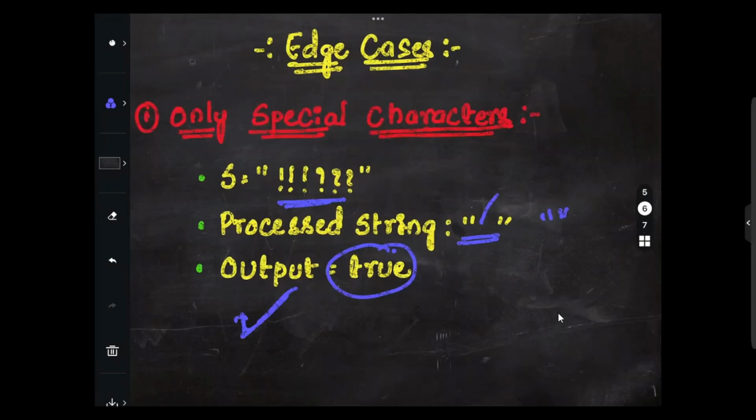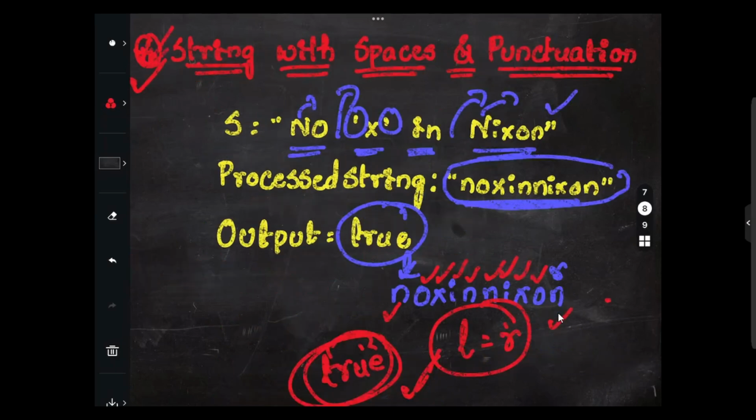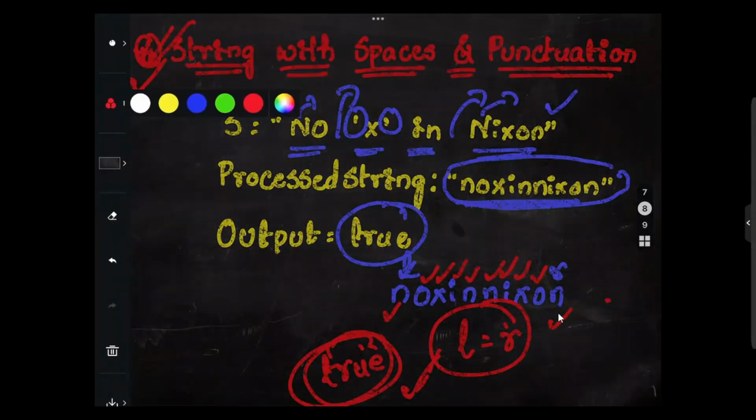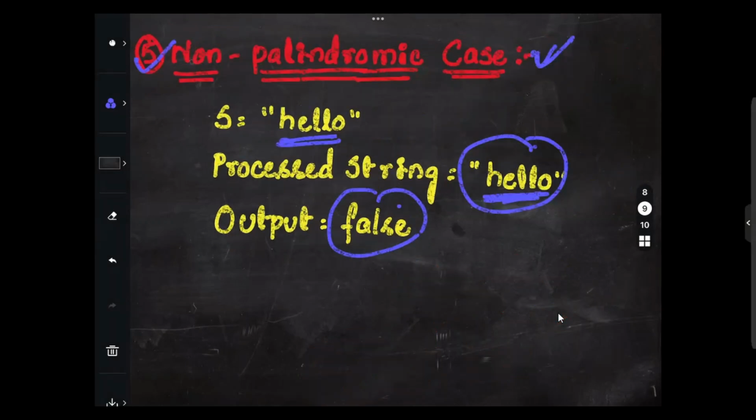The first edge case was for this one, only special characters. The second edge case was for this one, single character string. The third edge case was for string with numbers. The fourth edge case was for string with punctuation, right? String with spaces and punctuation. And the fifth edge case here is this one, non-palindromic case, right? So these are the edge cases that we need to keep in mind.